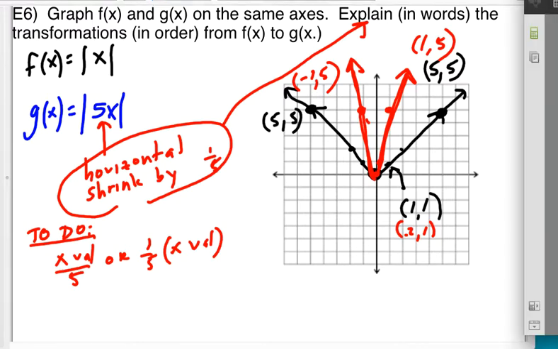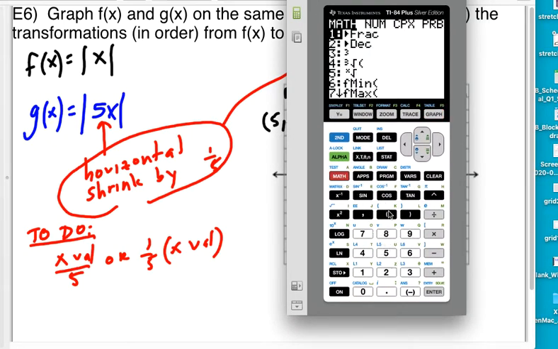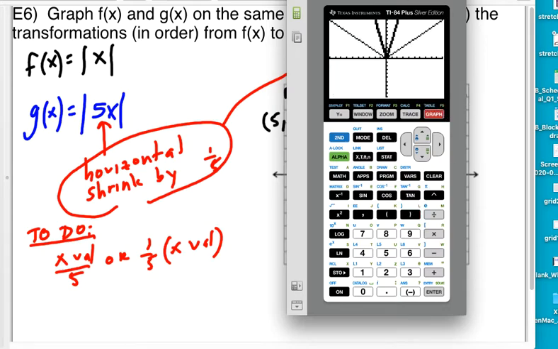So if we look at what this looks like, now you might say, hey, that's weird, that looks like a vertical stretch. Well, that goes back to our stretch Armstrong conversation, right? So math over to number, we want absolute value of x, and then for this one, we want absolute value of 5x. Cool. All right, and there's your graph, and there's the really skinny V.